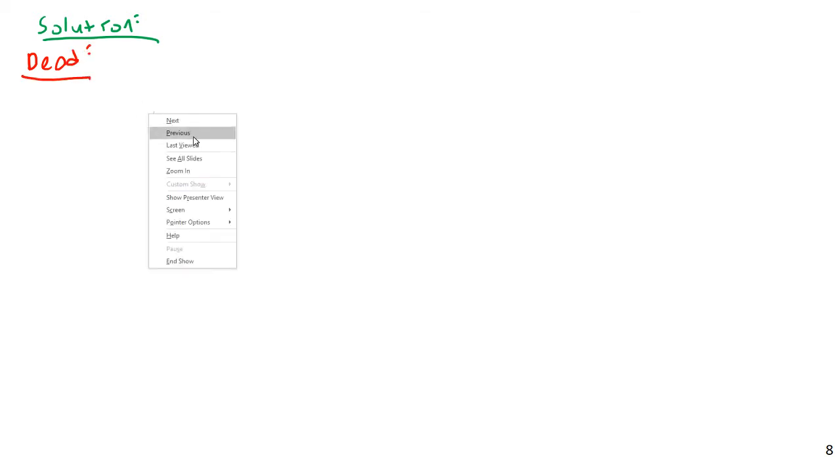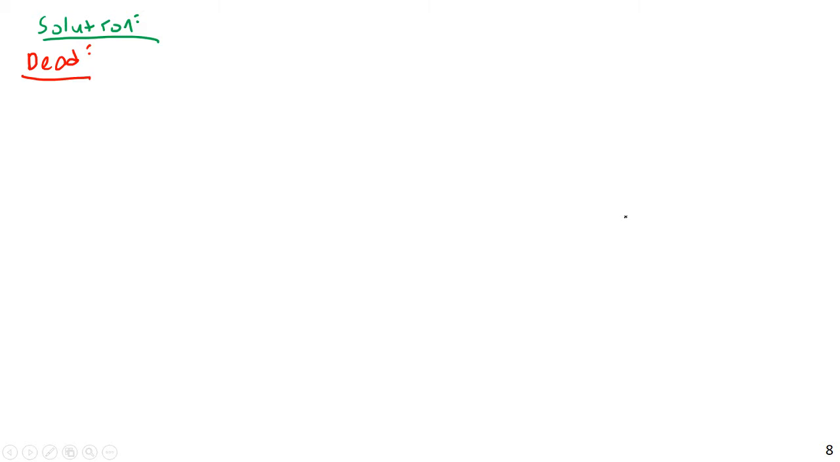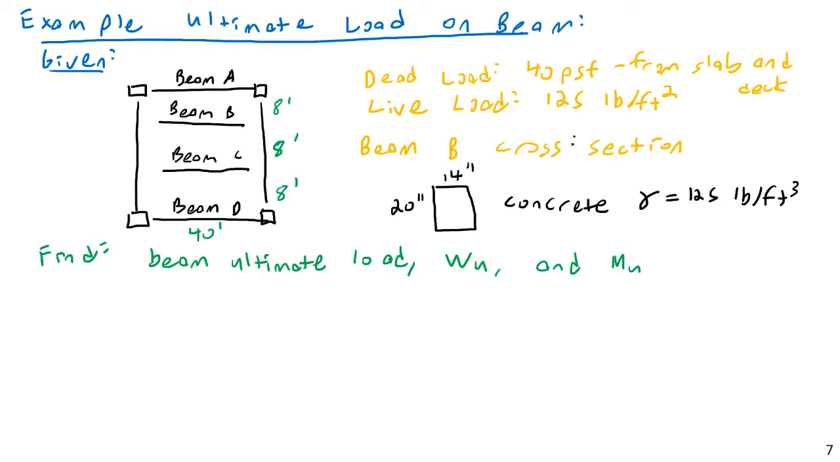Well, dead load. Let's see, what do we got here? Oh, actually, no, I already listed that once. I don't need to list that twice. Never mind. Don't need to reinvent the wheel. Sorry about that. Okay, so now we have the dead load and the live load. The dead load is 40 pounds per square foot, so that means every square foot of area that beam B is supporting is going to have a load on it. Every square foot is going to have a load of 40 pounds.